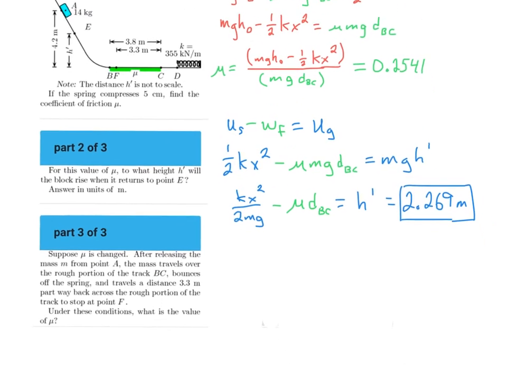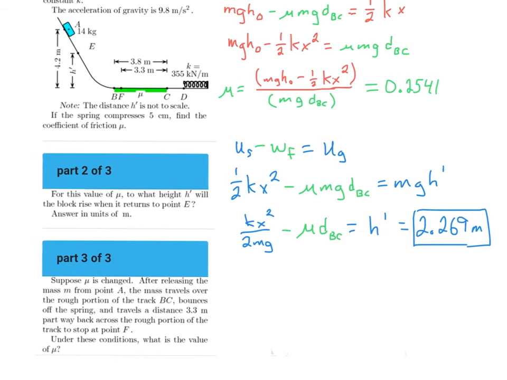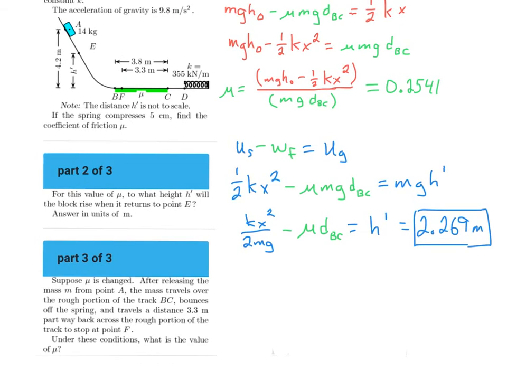All right, for part 3, suppose mu is changed after releasing the mass at point A. Mass travels over the rough portion of the track, BC, bounces off the spring, travels a distance of 3.3 meters partway back across the rough portion, and it comes to a stop at F. So under these conditions, what is the value of mu?